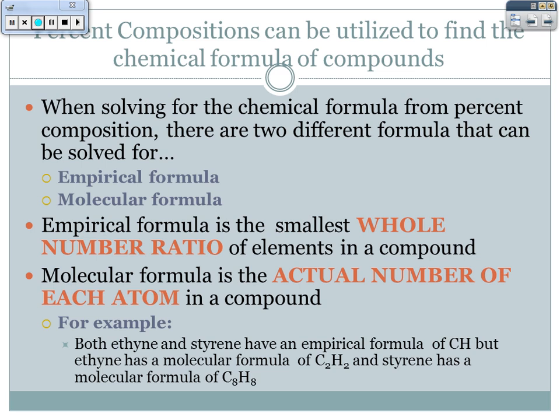So for example, both ethine and styrene have an empirical formula of CH, where the smallest whole number ratio is 1 carbon to 1 hydrogen. But ethine has a molecular formula of C2H2, and styrene has a molecular formula of C8H8. So they both have the same whole number ratio of carbons to hydrogens, 1 to 1, but in ethine, you have 2 carbons and 2 hydrogens, but in styrene, you have 8 carbons and 8 hydrogens. So, two different things. One tells you the ratio of elements to each other in whole number, smallest ratio, and the other one tells you how much you actually have present.